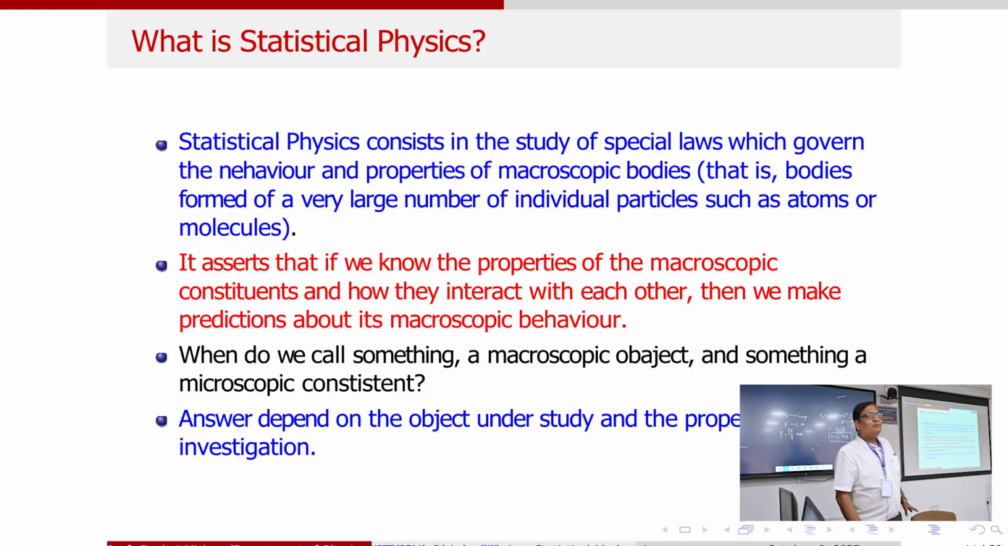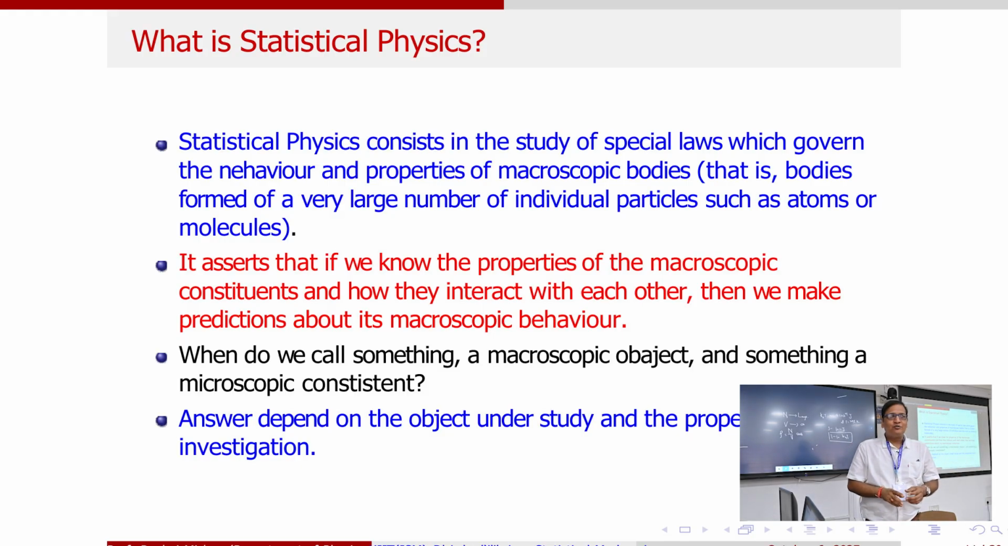For the human body, if you talk about the temperature, or the blood circulation, or certain other such properties, say for example blood pressure, then the molecules of blood, the water molecules and everything else are the microscopic constituents of the body. And the body itself is macroscopic.